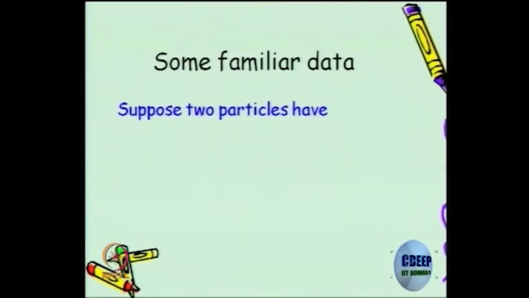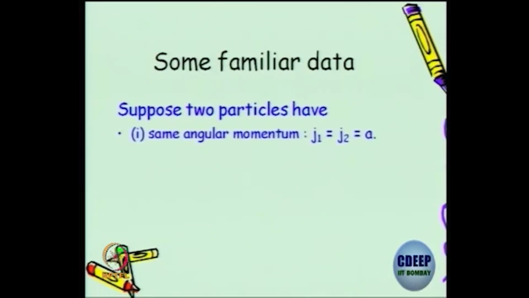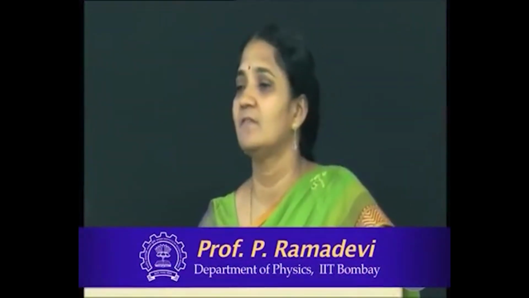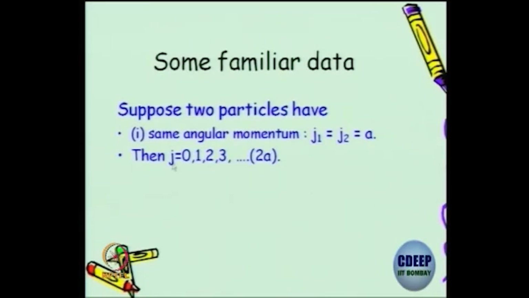Okay, so some familiar data just to corroborate what I said formally. Suppose you take both the particles to have the same angular momentum, like two spin half particles or two spin 1 particles. Let me call the angular momentum of particle 1 and particle 2 to be A. The total J maximum will be 2A, which is J1 plus J2. Minimum will be J1 minus J2, which is 0, and it goes in steps of 1. So this is the range of the coupled basis angular momentum. It is not a fixed value, it goes from 0 to 2A.